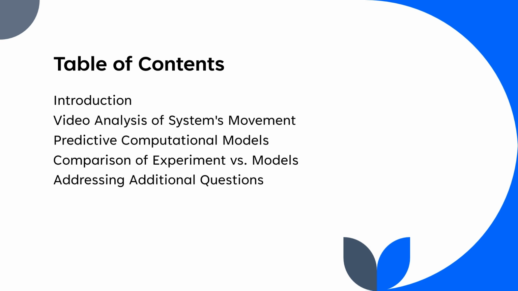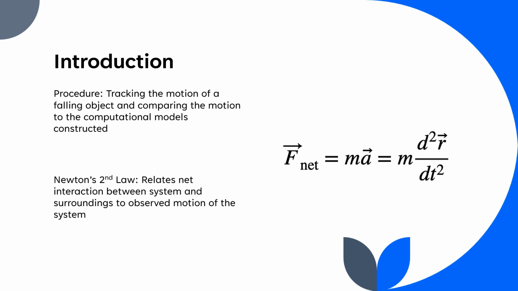First, I would like to briefly touch upon the procedure in this experiment in which we recorded the motion of a crumpled piece of paper falling from an elevation before constructing two computational models, one without the inclusion of drag and one with, to determine the impact on the motion of an object.